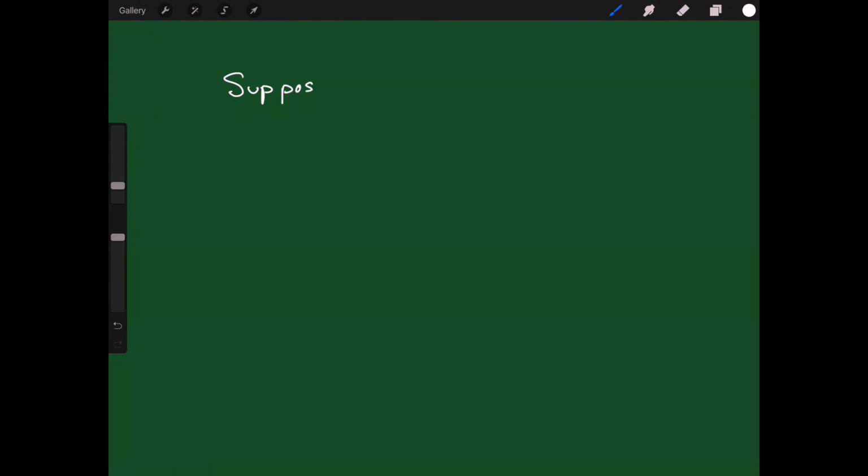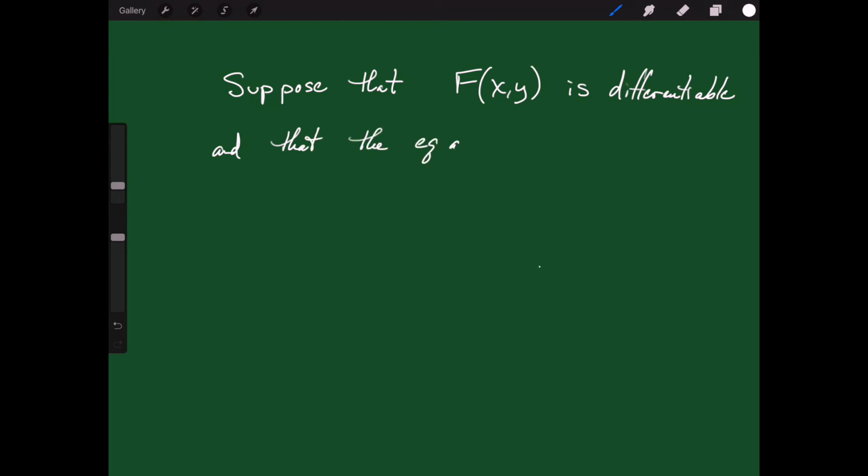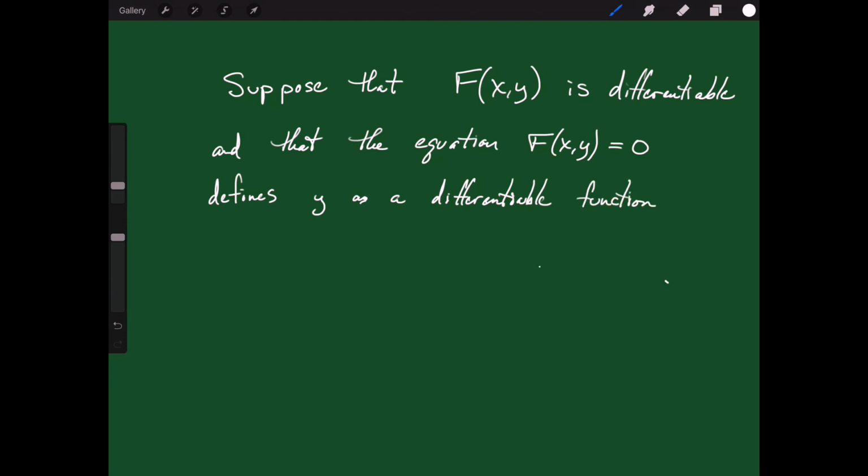So suppose that you have a function f of x, y that is differentiable, and that the equation f of x comma y equals 0 defines y as a differentiable function of x.